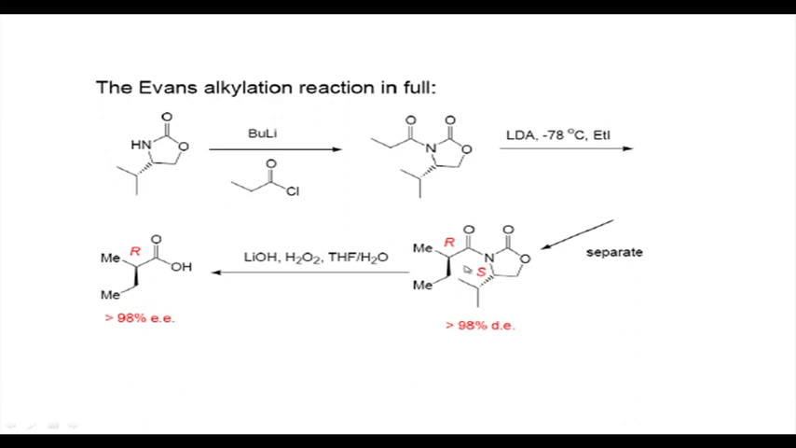So, these are diastereomers. Out of these, RS is greater than 98%. That is why here you have to write 98% diastereomeric excess, and once you hydrolyze, then you have the enantiomeric excess, because now you are handling only enantiomers. So, this is the Evans chiral auxiliary method.